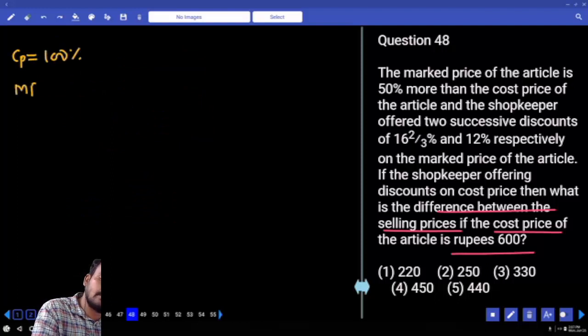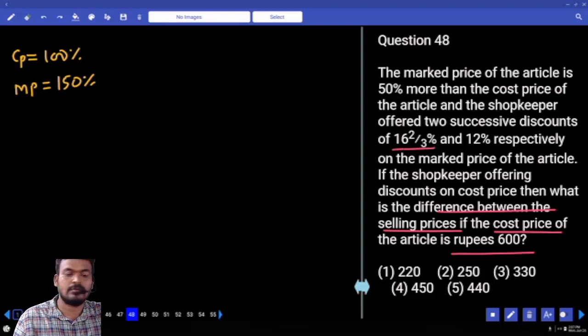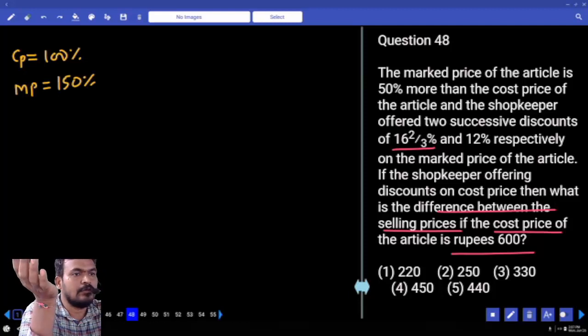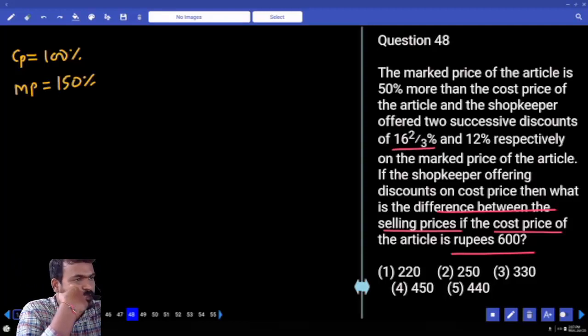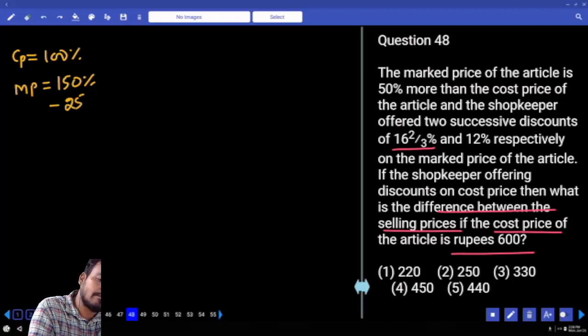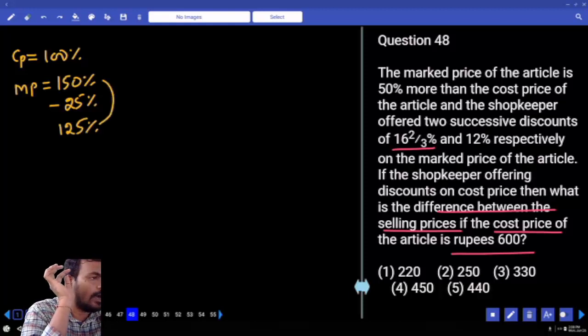First of all, cost price we always consider 100%. Market price compared to cost price, 50% more means market price is 150%. In this one, what is the first discount? 16 2/3%. What is the fraction? 1/6. What is 1/6 of 150? 25. 150 divided by 6, 25. 150 minus 25, 125%. That is after the first discount. Again, how much percent discount? 12%.